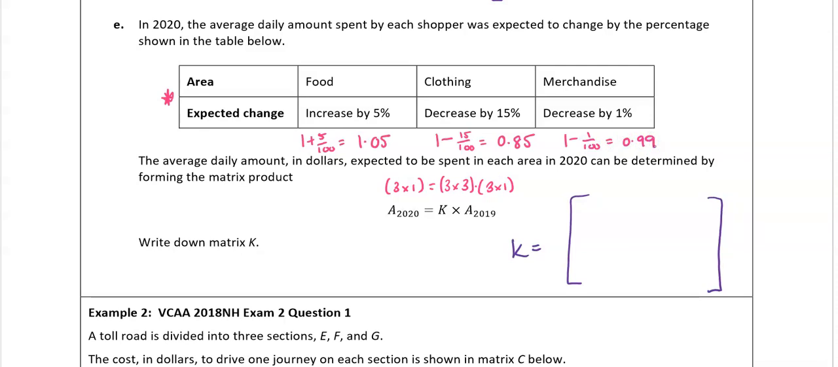Now, in order for this to take effect, if we just quickly pop in our 2019 values, 34 and 14.